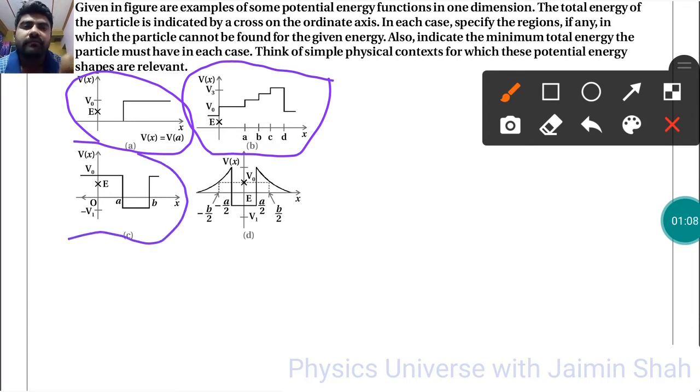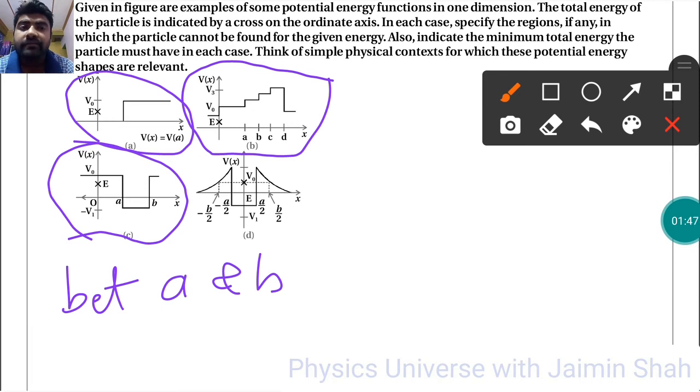Then the third graph, here A less than 0 and B greater than 0. For these regions, the particle doesn't exist because for A less than 0, potential energy is positive, that means kinetic energy is negative. But between A and B, potential energy is negative, that means kinetic energy is positive, so we have the particle between A and B.